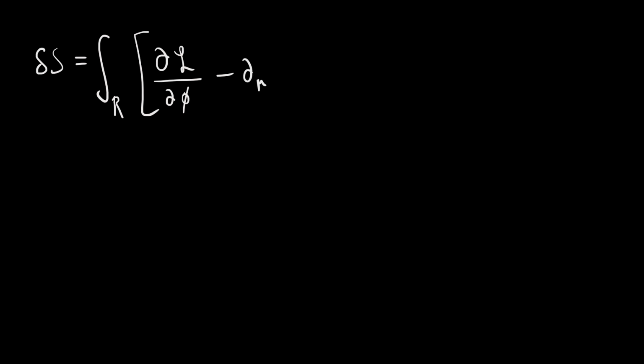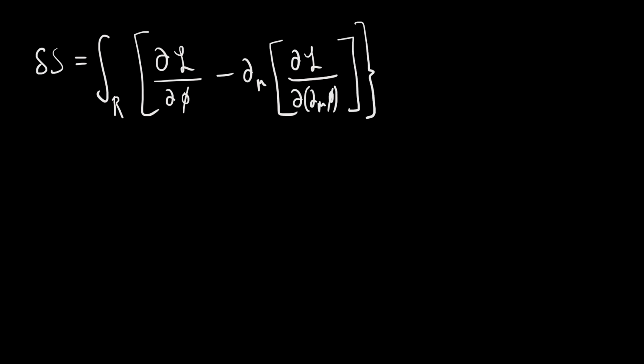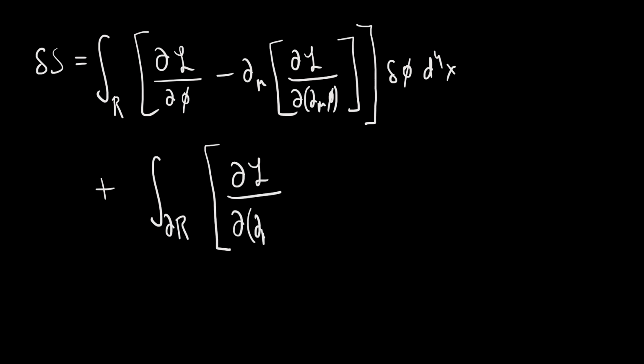Now substituting these into delta S, we get the integration over R of del L by del phi minus del mu of del L by del mu phi, delta phi, d4x, plus, so we change one integral to a surface integral, so the integration is over the boundary of R, of del L by del mu phi delta phi plus Lagrangian times delta x mu, d sigma mu.